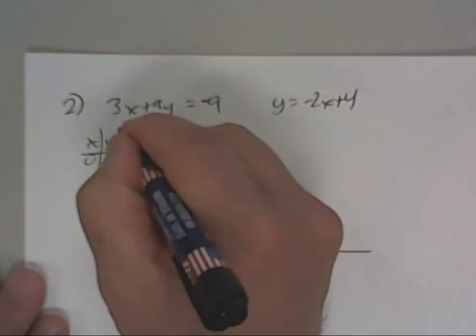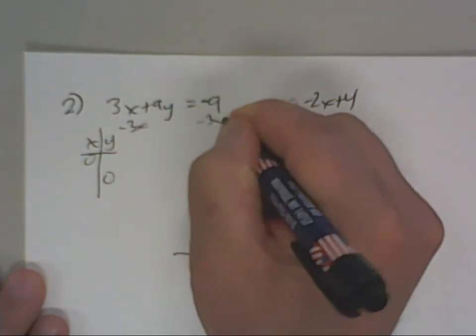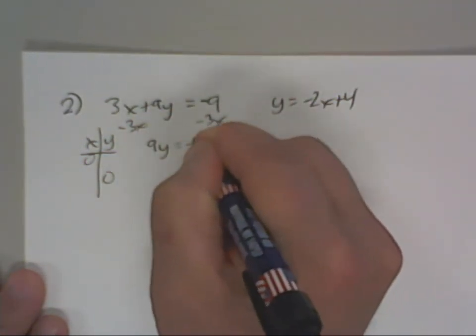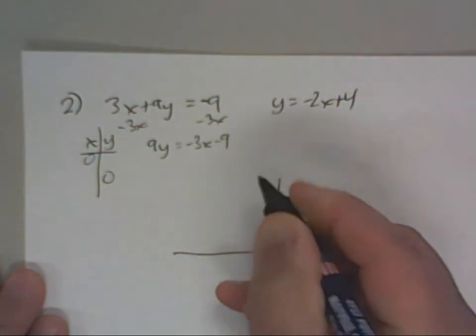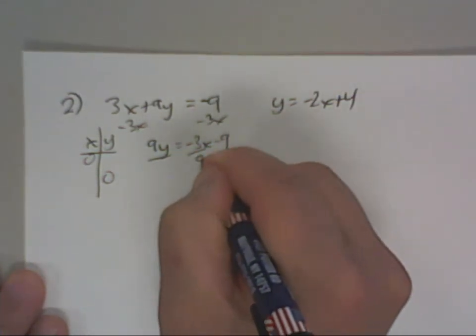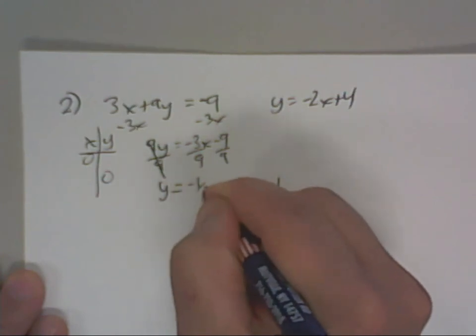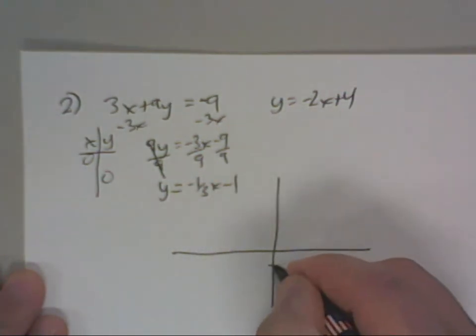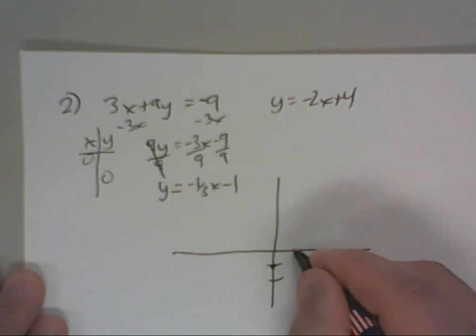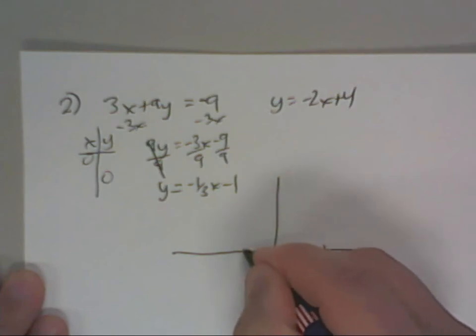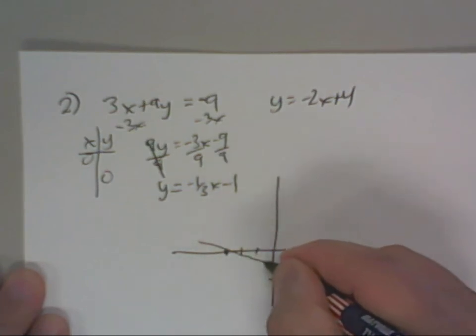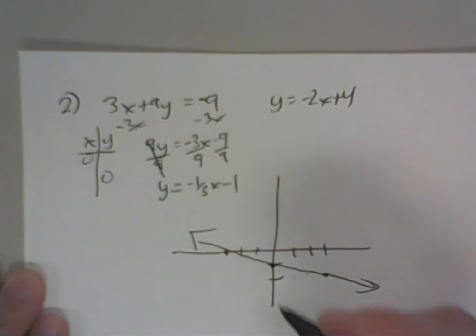But for this one, I think I would subtract 3x from both sides. So I'd have 9y equals negative 3x minus 9. And if I divide everything by 9, then y will equal negative 1/3 x minus 1. So here's negative 1, and my slope is down 1 and over 1, 2, 3. Or up 1 and left 1, 2, 3. And the line's going to look something like this.